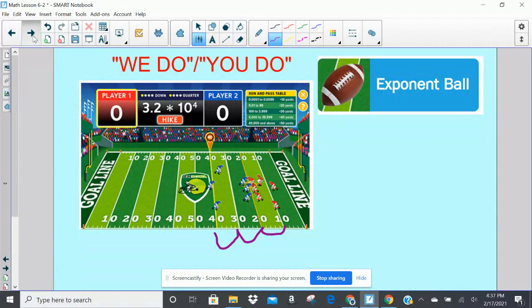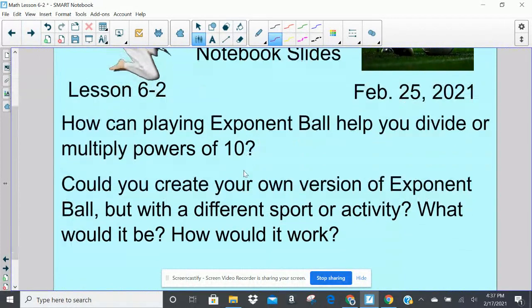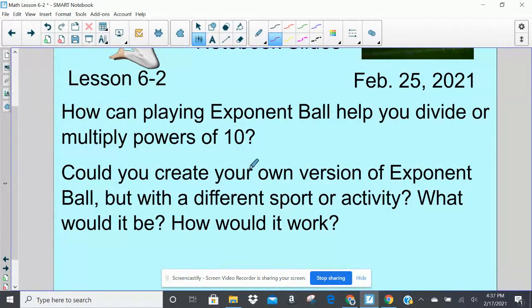Okay. Our reflection today is how can playing exponent ball help you divide or multiply powers of 10? How can that game help us today? And could you come up with a different sport or activity that's similar to exponent ball? What would it be? And how would it work?